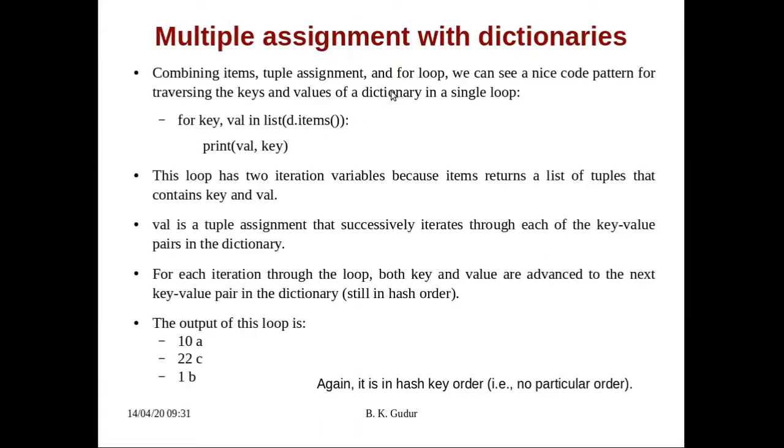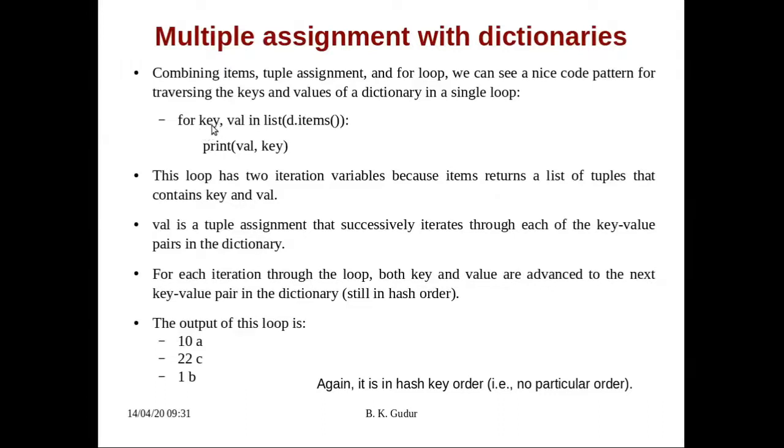Multiple assignment with the dictionaries. So let us see what this is. Combining items, or elements, of dictionaries, tuple assignment and the for loop, we can see a nice code pattern: traversing the keys and values of a dictionary in a single loop. Like here, we can use key and value in d.items, because d.items is going to return dictionary items, which are nothing but tuples.